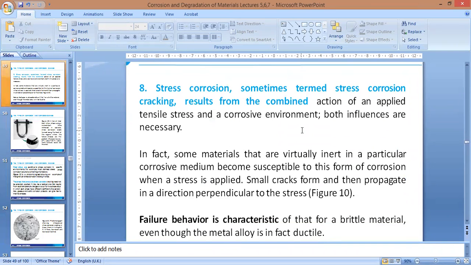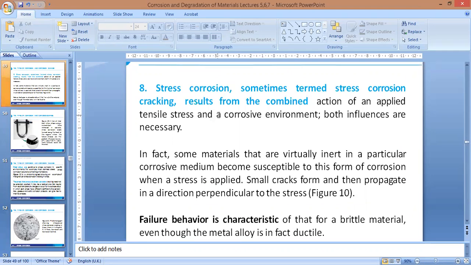Then the 8th one here is stress corrosion, sometimes termed stress corrosion cracking. This results from the combined action of an applied tensile stress and a corrosive environment. Both influences are necessary. So what is necessary for this to happen? There has to be an applied tensile stress as well as a corrosive environment.